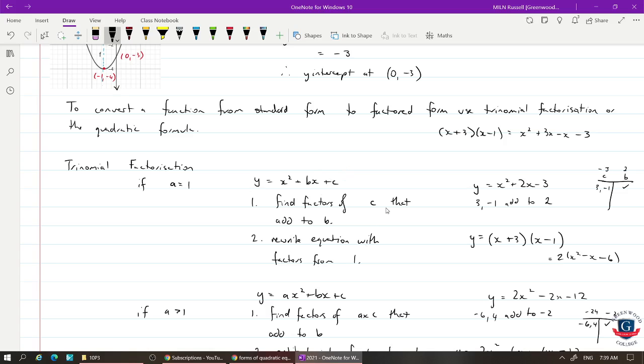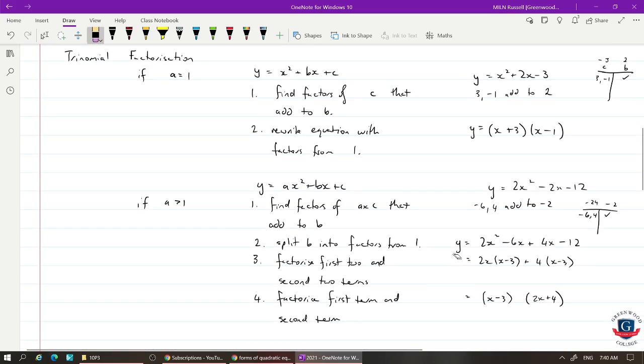Now, this won't always work, but when it does, it's very quick. So, factors of negative 3 that add to 2: negative 3 take 1, if I add those together I get 2. I then just write them in factored form. y equals x plus 3, x take 1. And there we go. I don't know what that was underneath, but I can delete that now because it's not necessary.